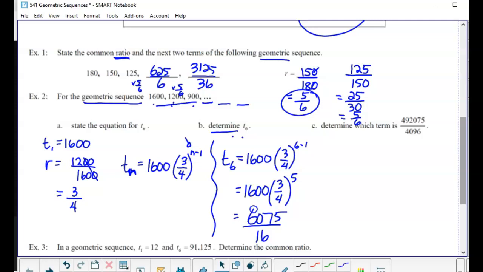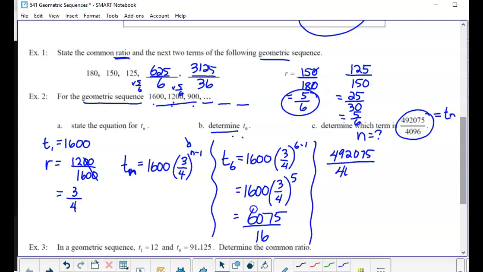Okay, then determine which term. So that means what's n? So now this is your Tn. Okay, your nth term. What's n for that? So we set up our equation. So 492075 over 4096 equals 1600 times 3/4 to the n minus 1.